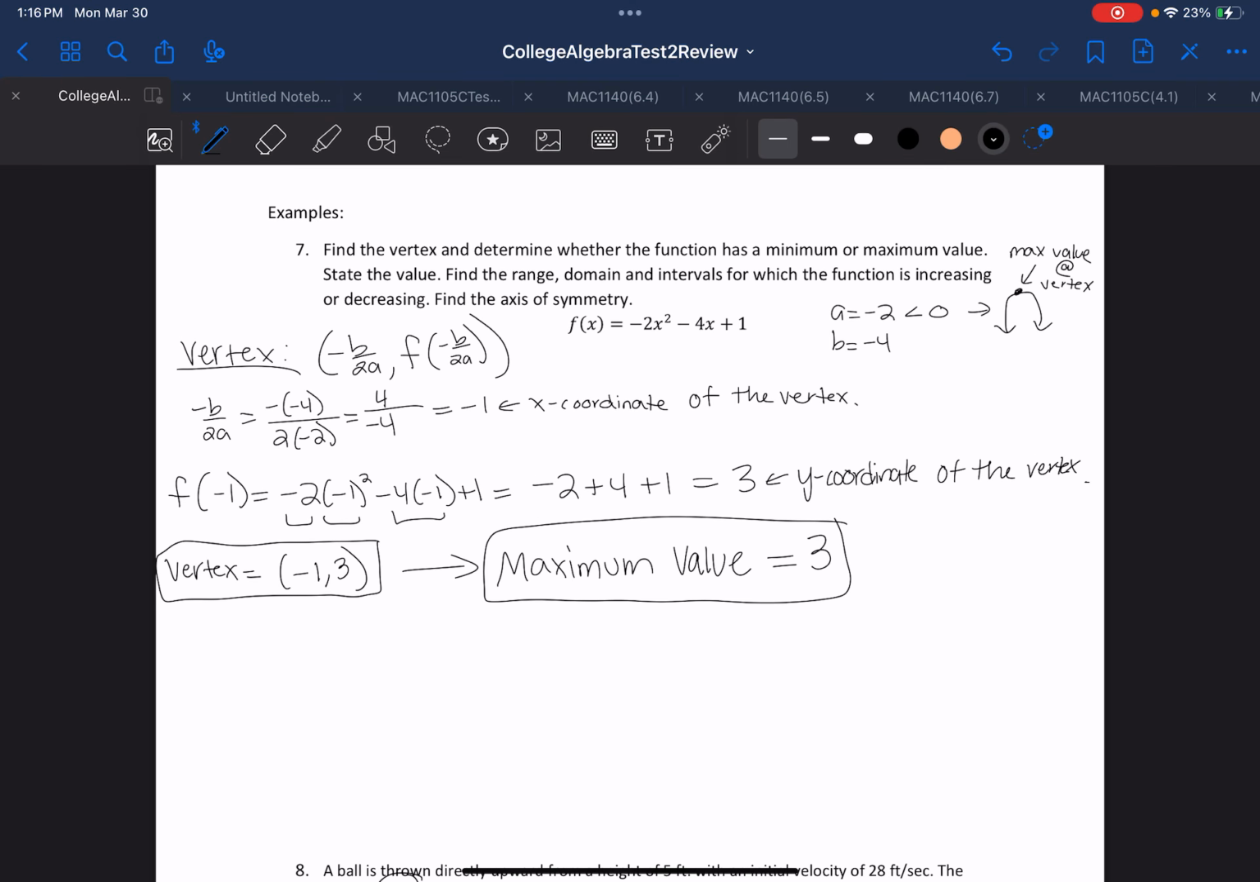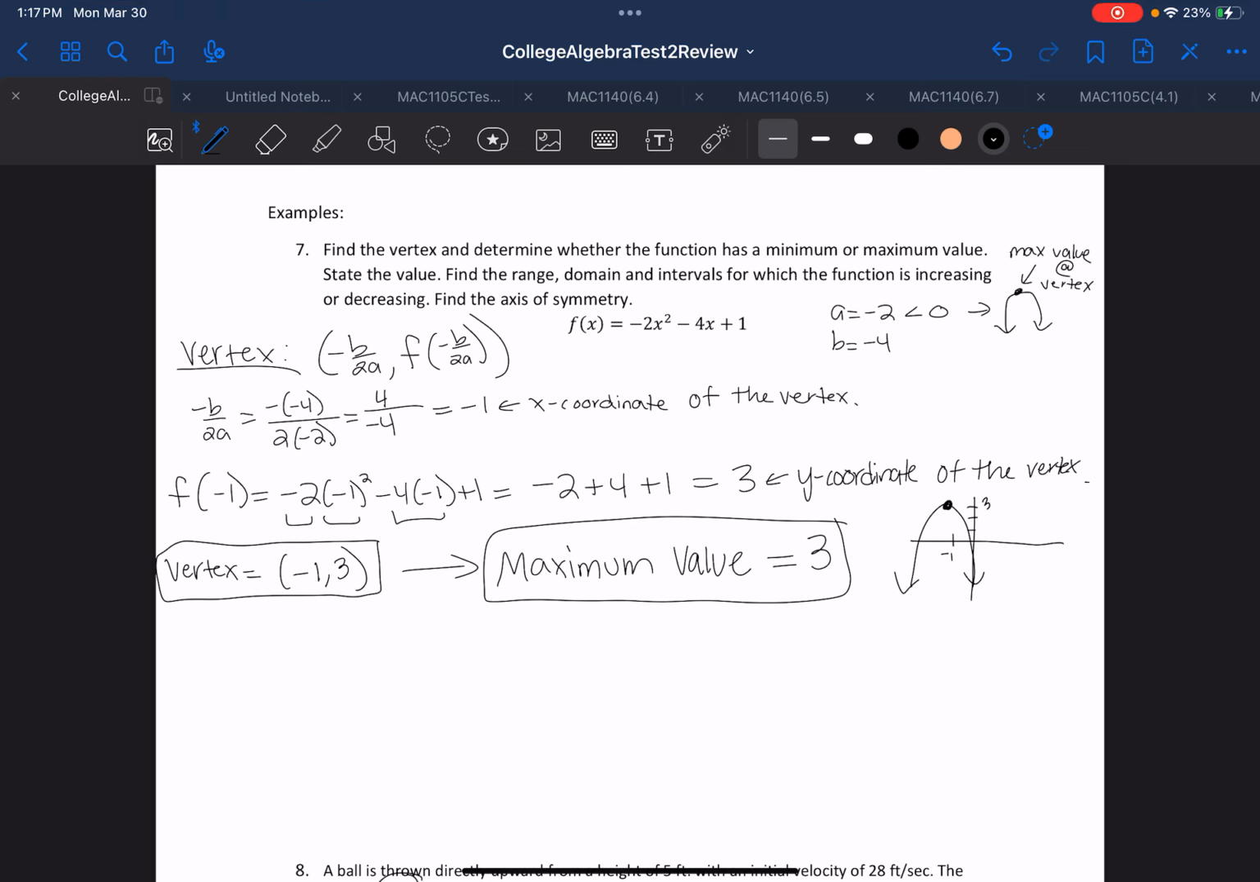And then let's just sketch a quick general shape of my graph. The vertex is at negative 1, 3. So there's my vertex. I already know it's pointing down because a is negative. So I know it looks something like this. Not perfect, but something like this.